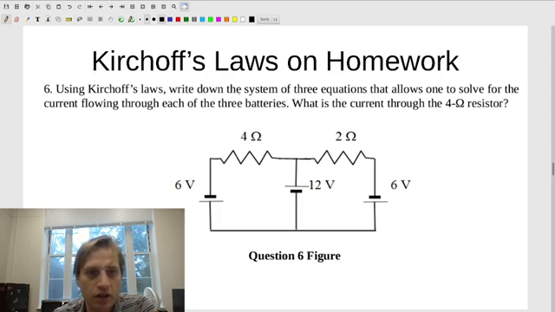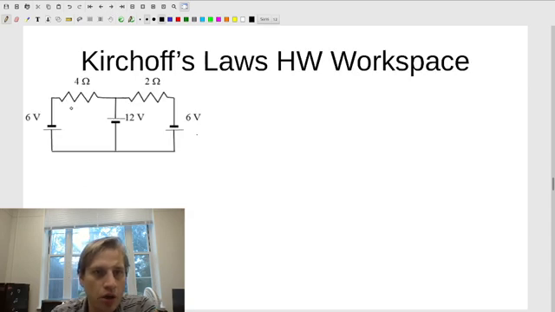It says, using Kirchhoff's Laws, write down the system of 3 equations that allows one to solve for the current flowing through each of the 3 batteries. What is the current through the 4 ohm resistor? So, first step, we're just going to guess what direction the current is flowing. Let's guess it's going through our batteries in the right direction. It might be right, it might be wrong. If it's wrong, we'll just get a negative current and we'll realize it was going the other way.